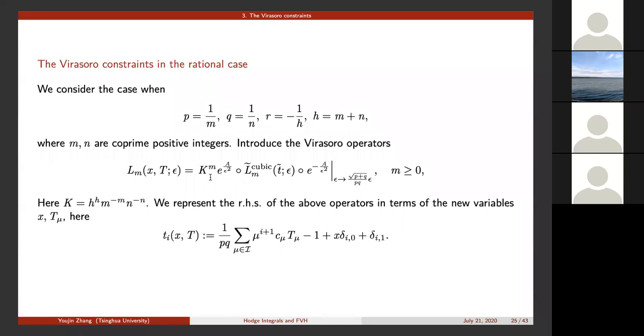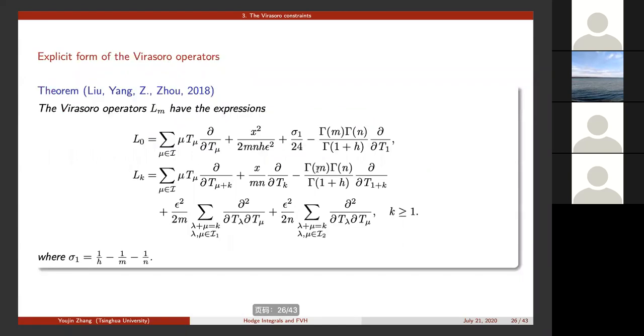And we also make small modifications by making some conjugation using this quadratic function A, capital A, that I explained before. So we obtain these Virasoro operators L_m. Now these operators can be written down explicitly in terms of this capital T. So this is the Virasoro operators, and this is a crucial step in our proof. So we prove that this Virasoro operator has this expression.